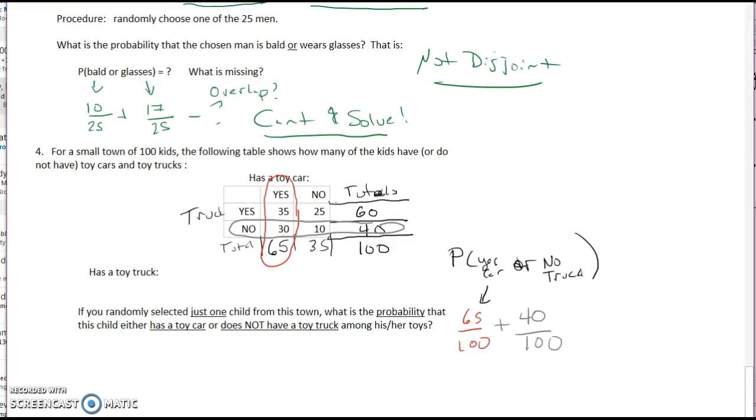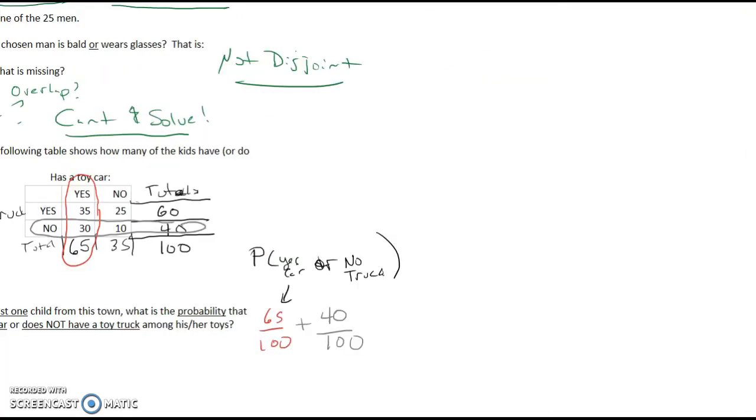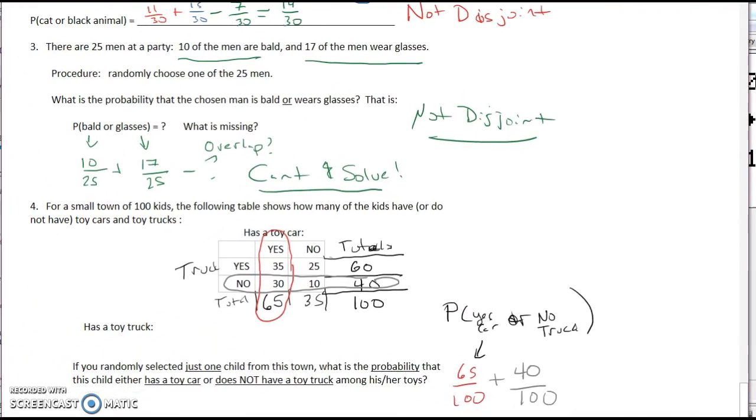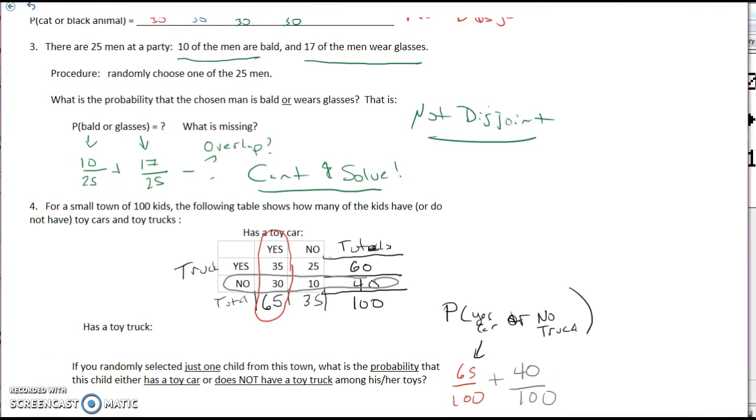And then you see what we're looking for now is we're trying to find that overlap. So we look for the overlap, and you see it's right here. So we need to subtract that off at the end. Those are the people who said yes, they own a toy car and no to a truck. And that is 30 out of 100.